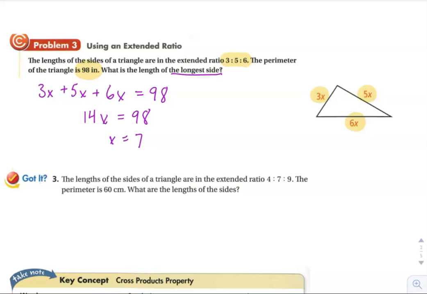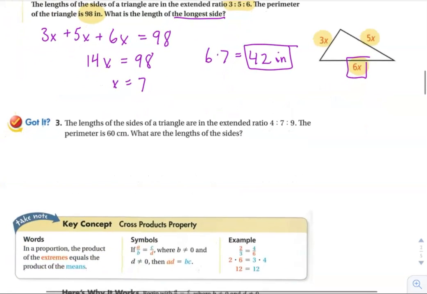You can find all of them, but let's just find the longest side. That's going to be this side here, which we multiply by 6. 6 times 7 is 42 degrees. Oh, wait, sorry, not degrees. Inches.